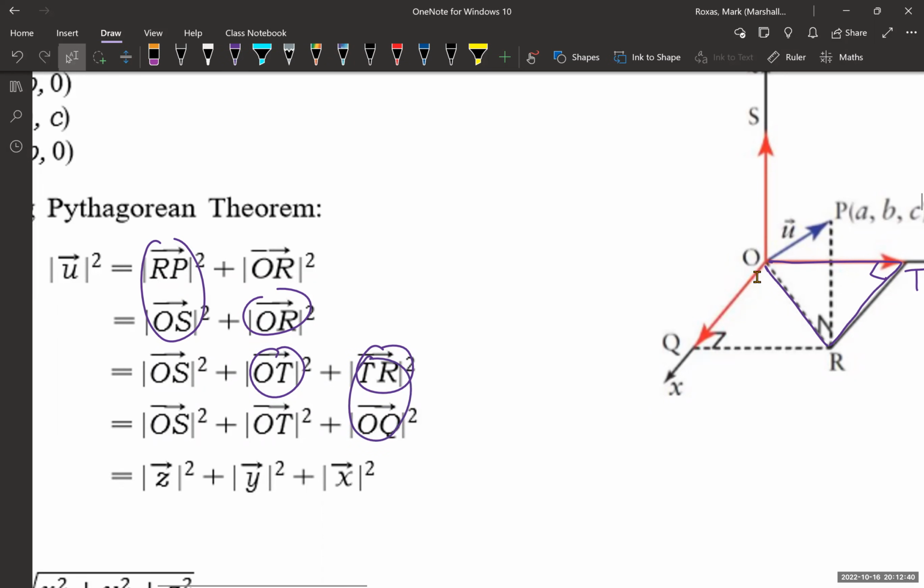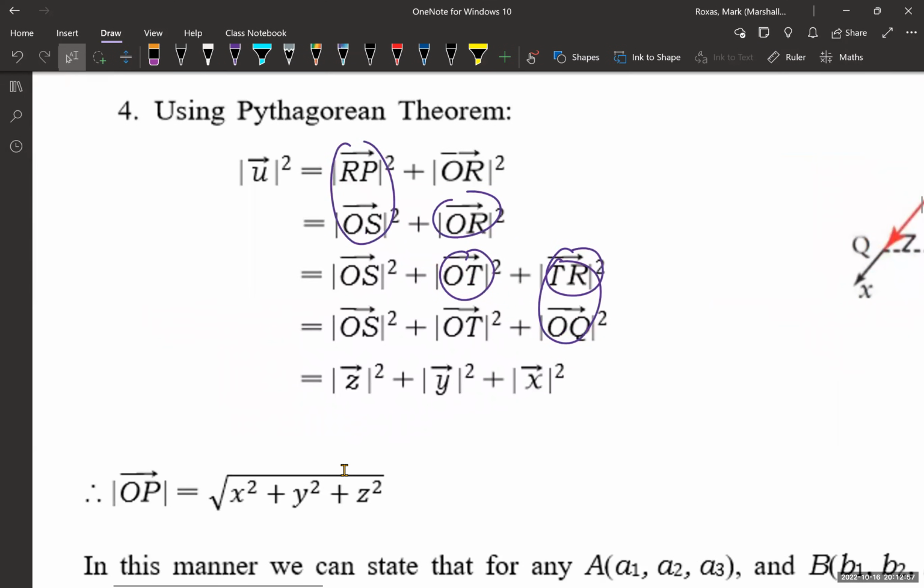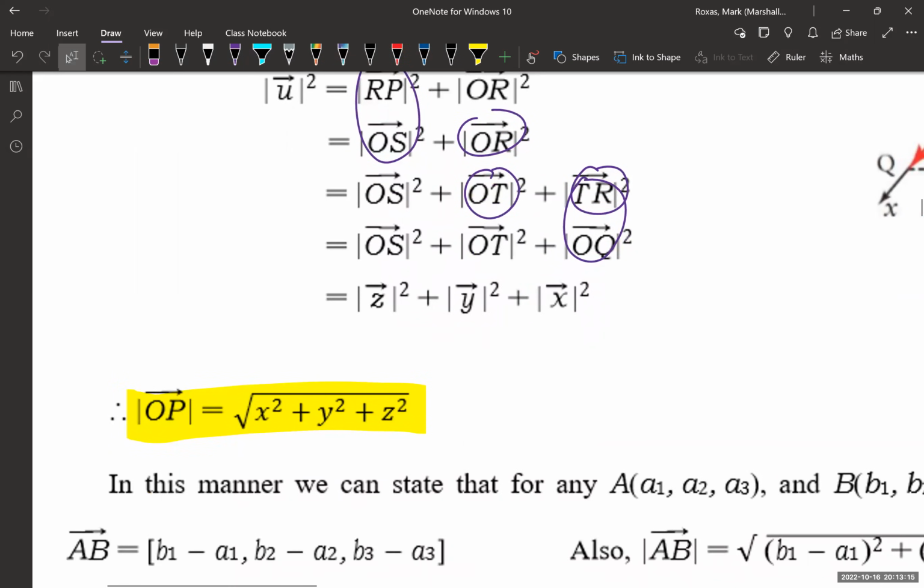And now I have three vectors, OS, OT, and O to Q, which are vectors that are along the axes. Okay, so I can replace them now by saying, well, z squared plus y squared plus x squared. And there you have our Pythagorean theorem in 3 dimensions. Okay, so I can say the vector u, or vector O to P, the magnitude of that is just the square root of x squared plus y squared plus z squared. So that's going to be an important formula for us to determine magnitudes of vectors in 3D space.